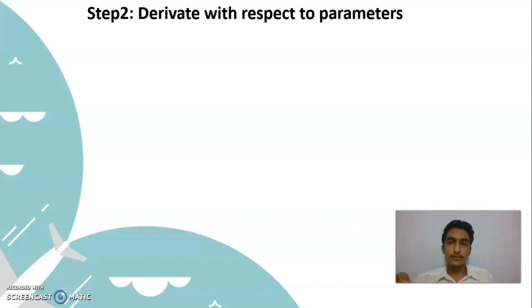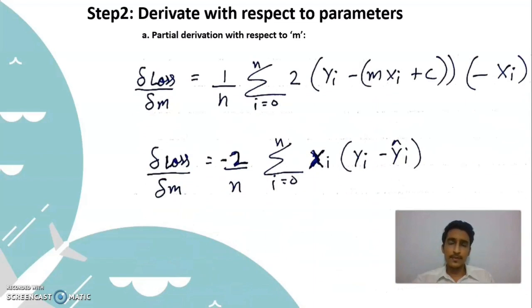of the model. So we have two parameters. The one is m, which is the slope, and the other is c, which is the intercept. So first we are going to partially differentiate the loss function with respect to m, because we want to see how much the loss varies with respect to this m. So here is the equation which shows the partial derivative of the loss function with respect to m.